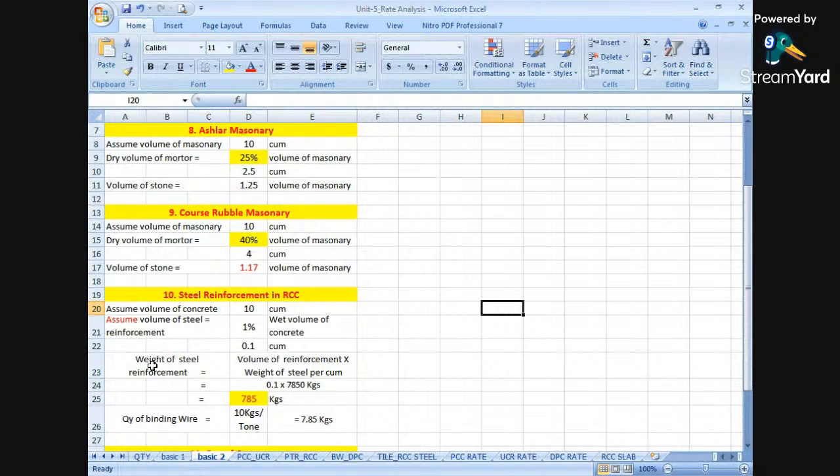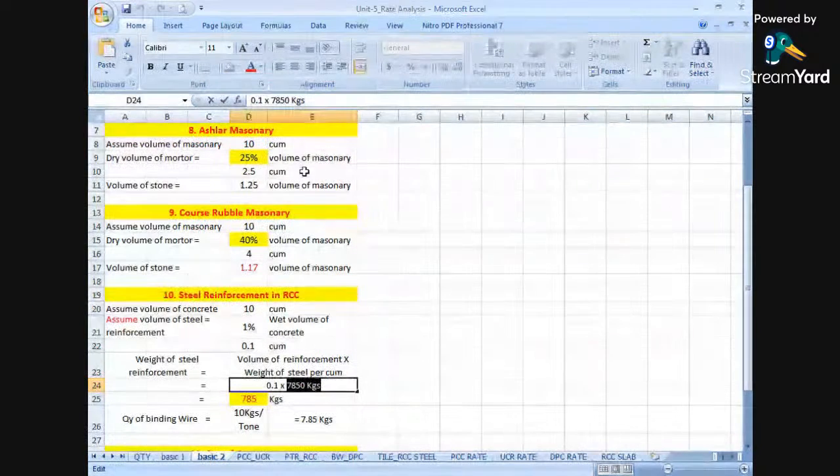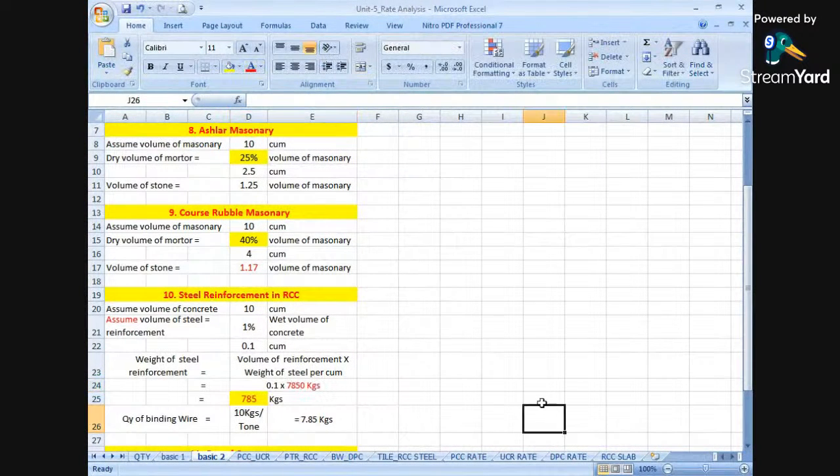See how much the weight of steel reinforcement will be. The volume of reinforcement multiplied by the weight of steel per cubic meter, so it is 0.1 multiplied by 7850. What is the weight of steel per cubic meter? This term is very important. 7850 is the density of steel.